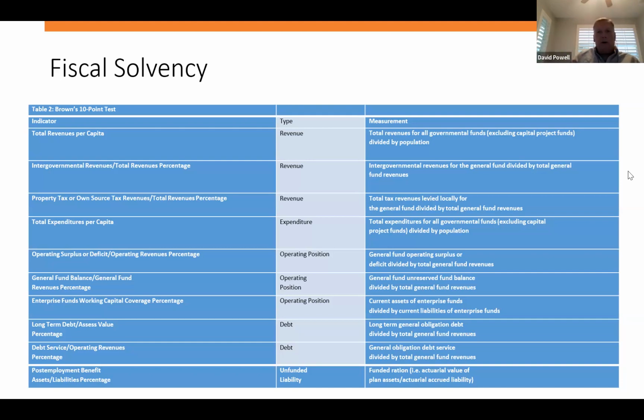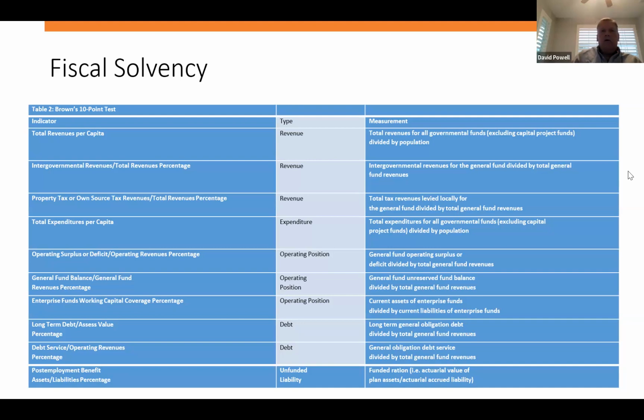But all other governmental funds, all other revenue for those governmental funds, we simply divide it by population. So it gives you the amount of revenue per citizen in your population. It's a revenue type of indicator of fiscal solvency. Obviously, the more revenues per capita, the more fiscally solvent you are.